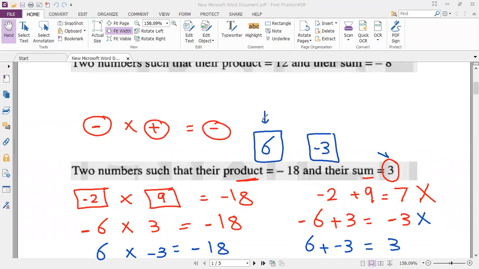When multiplying them, positive times negative equals negative, and 6 times 3 equals 18. So I'm right till now. And when adding them, 6 plus negative 3 equals what? Equals 3. So what are the two numbers? The two numbers are 6 and negative 3.